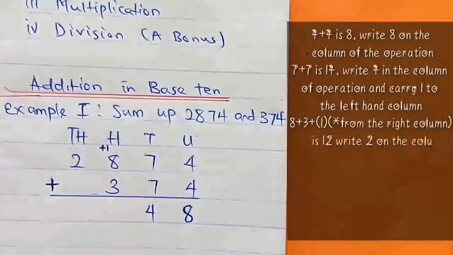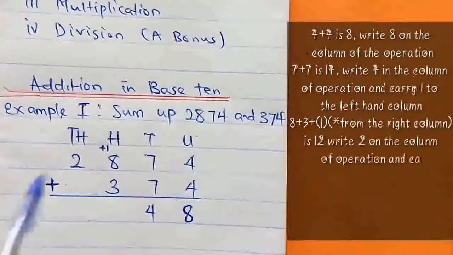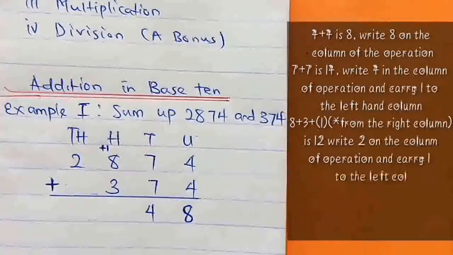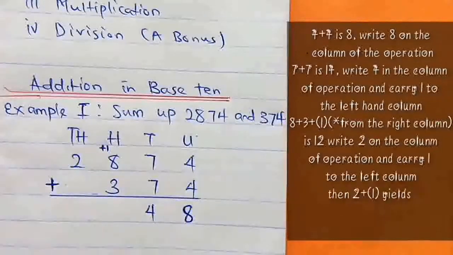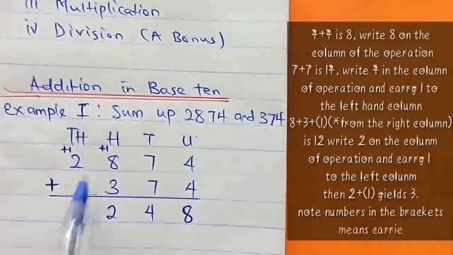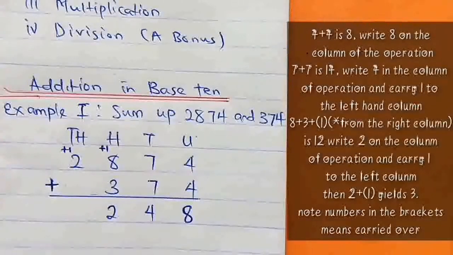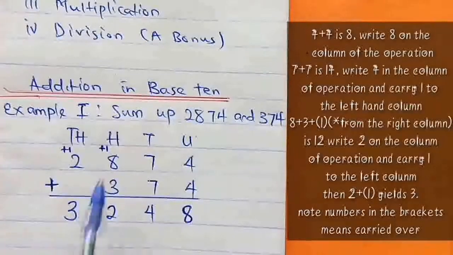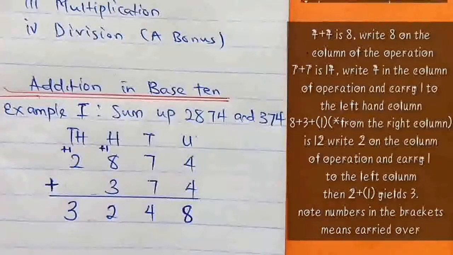8 plus 3 will give us 11. Then we add this plus 1 to it to give us 12. And we have to write 2, carry 1 again to the other column. Here, this 2 plus this 1 carried from the right hand column to the left hand column, which is 1000, give us 3. There is something I want you to understand here. We carry this number 1 because 1 here is 10 and we are dealing with base 10. Therefore, every 10 is taken as 1.